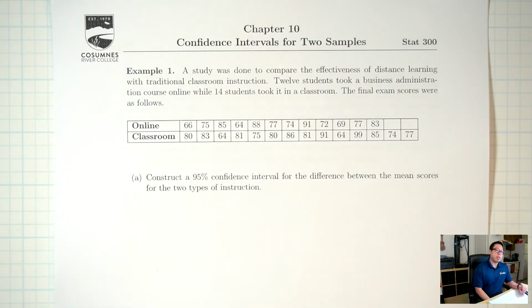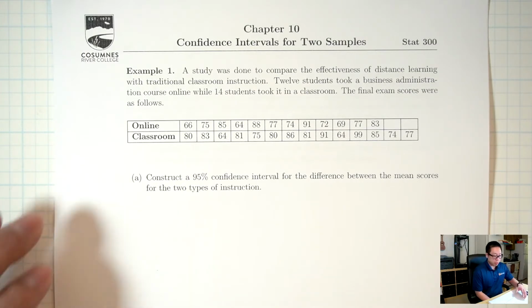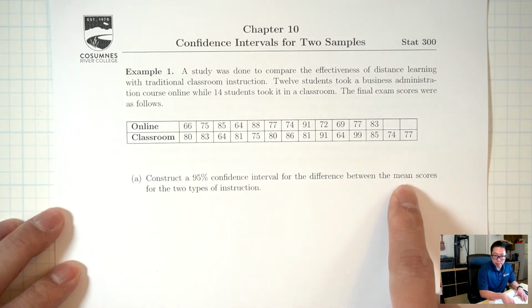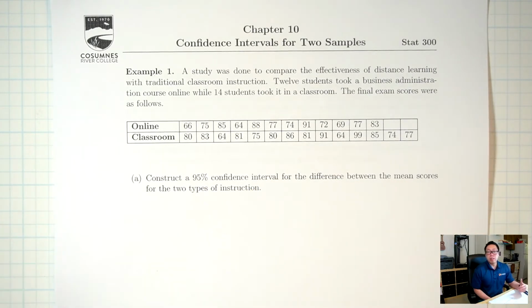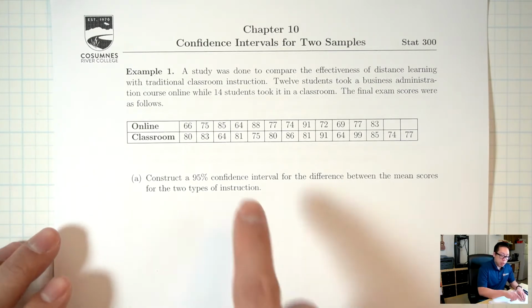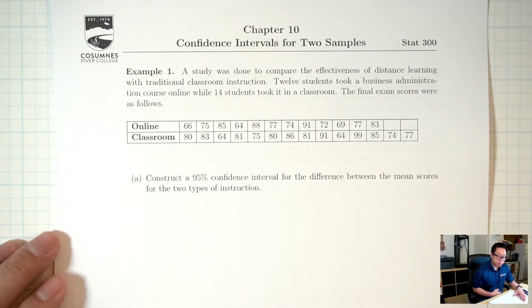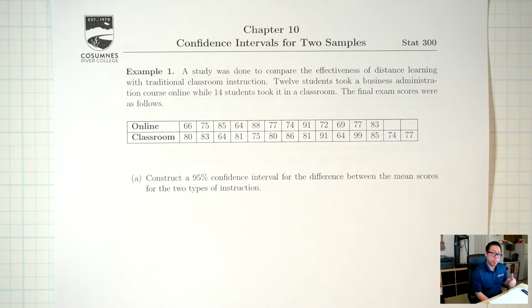The first question we need to ask ourselves is, are we talking about proportion or are we talking about mean here? It says construct a 95% confidence interval for the difference between the mean. So definitely mean. Second thing we need to ask ourselves is, is this a one mean or is this a two mean situation? Now here we're given the data. So anytime you're given the data, just like in the previous lecture, we have to ask ourselves, is this independent or is this a matched situation?